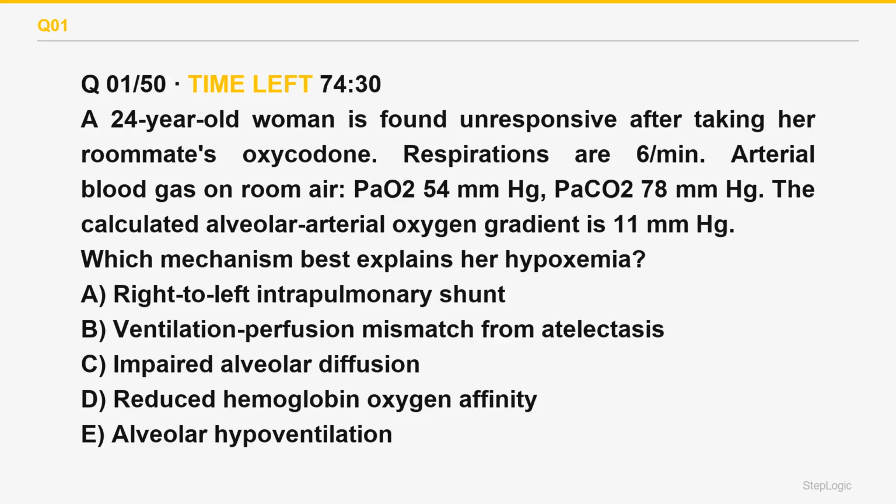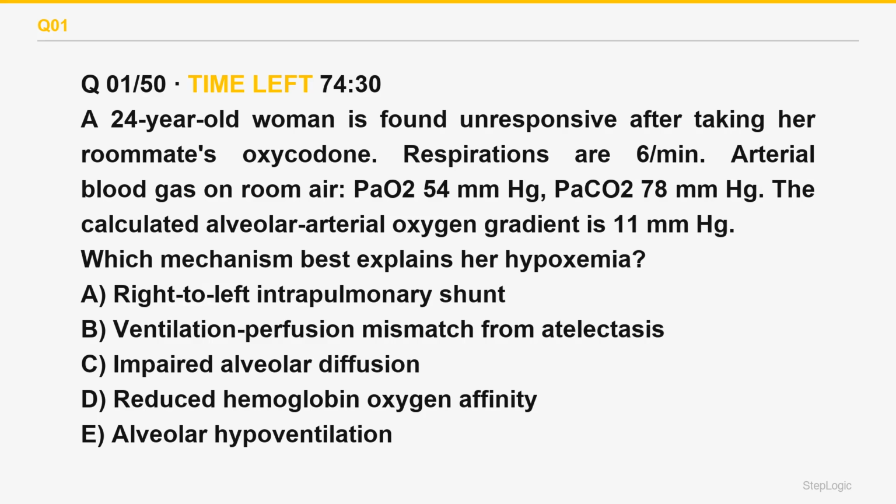Which mechanism best explains her hypoxemia? A 24-year-old woman is found unresponsive after taking her roommate's oxycodone. Respirations are 6 per minute. Arterial blood gas on room air: PaO2 54 millimeters of mercury. On oxygen: PaO2 78 millimeters of mercury. The calculated alveolar-arterial oxygen gradient is 11 millimeters of mercury.